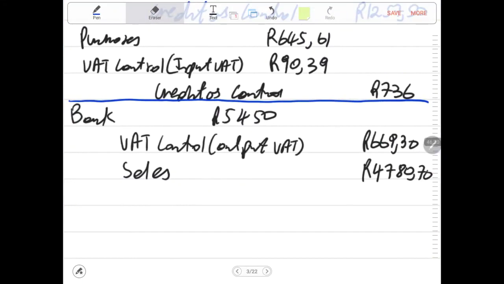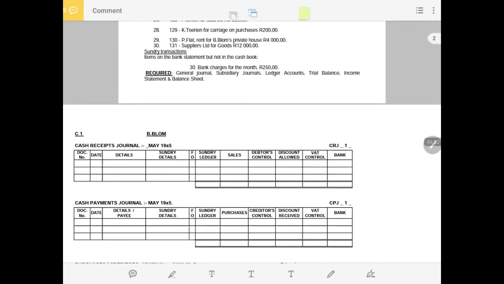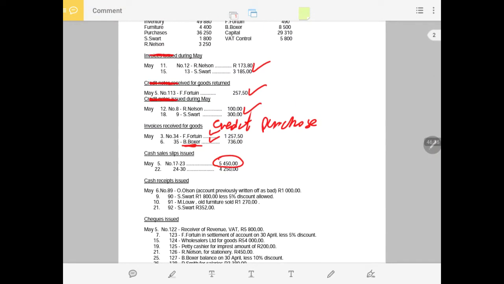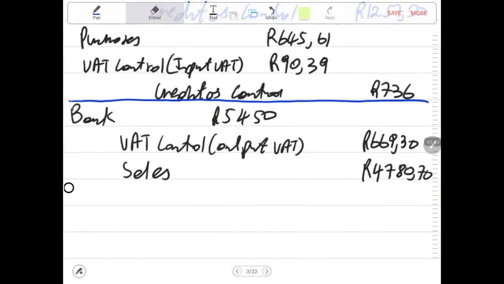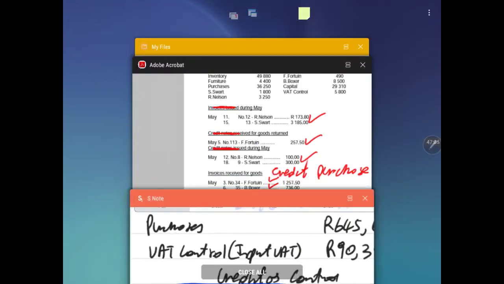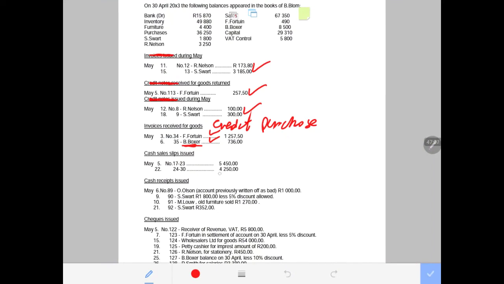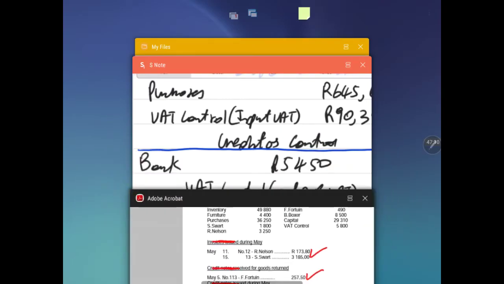Then we go to the second one where we sold inventory on credit, and for this one I will just do it in the general journal because subsidiary journal is the same columns. It's 4,250. We debit our bank because money was received, and the amount that was received is 4,250. Let's verify, 4,250, that's what was received.